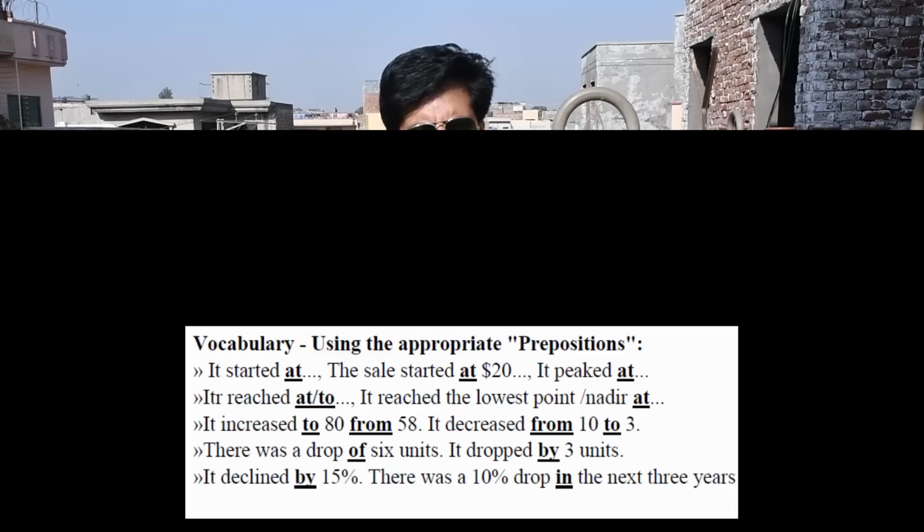So prepositions like on, in, at, by, to, from, for are the most important prepositions here. There was a drop of 6 units. It dropped by 3 units. It declined by 15%. There was a 10% drop in the next 3 years. Long workshop, but very, very useful and important.